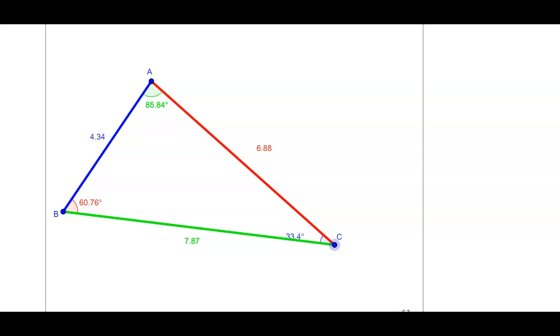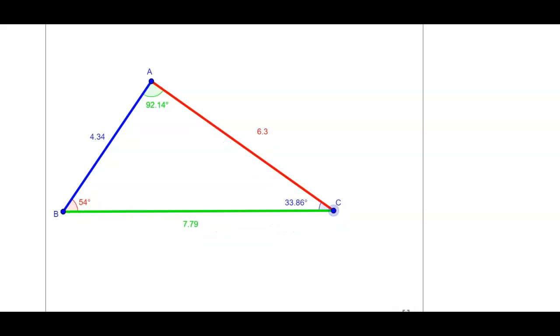Now I'd like you to take a look at this picture. Notice angle A is 85 degrees, and the green side is 7.87. Angle A is the largest angle, and the green side is the largest side. The red angle is the middle angle, 60.76, and the red side is 6.88. And angle C is around 33 degrees, and across from it is the blue side, 4.34. Notice the largest side, 7.87, is across from the largest angle, 85.84. The smallest angle, 33.4, is across from the smallest side, 4.34. And the middle angle, 60.76, is across from the 6.88.